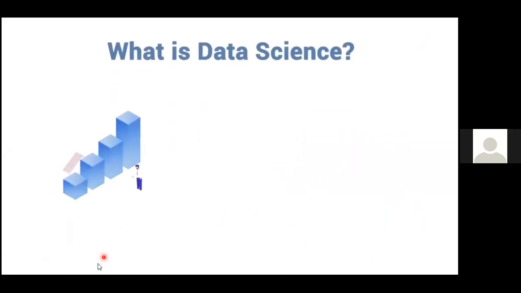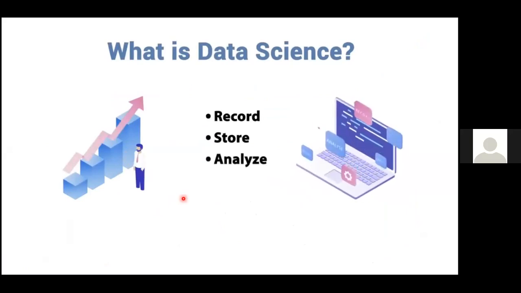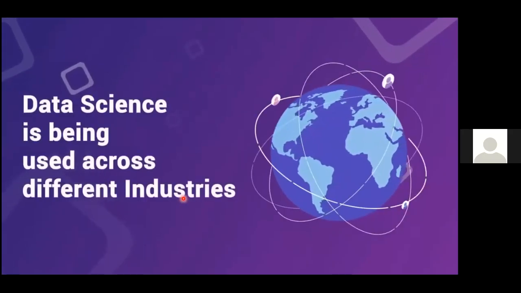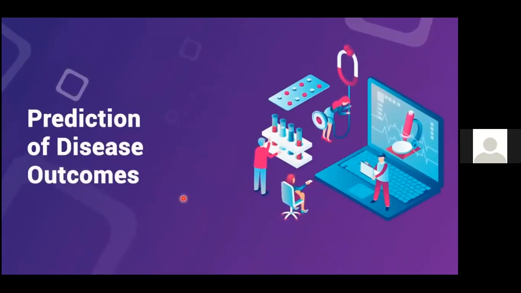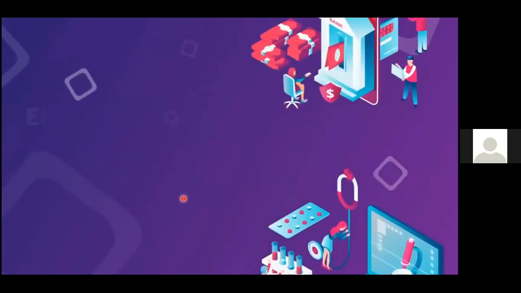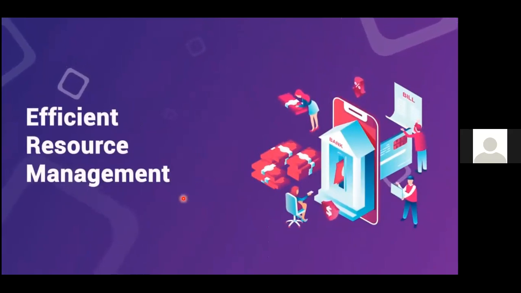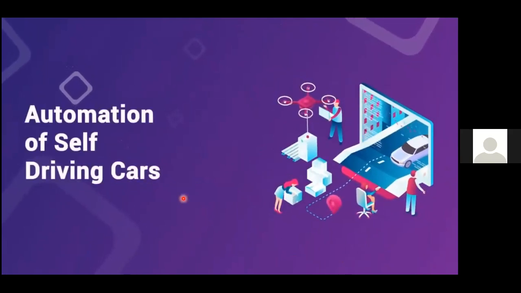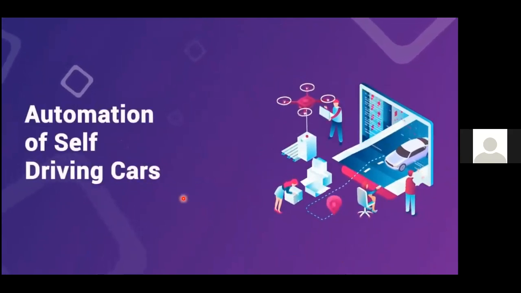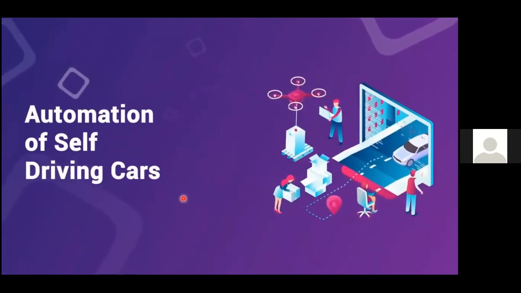Data science is the study of data. It involves developing methods of recording, storing, and analyzing data to effectively extract useful information to make informed decisions. The goal of data science is to gain insights and knowledge from any type of data, both structured and unstructured. Data science is being used across different industries already. With the advancements in predictive modeling, data scientists can help predict the outcomes of disease given the historical data of the patients. With data science, banks can manage their resources efficiently and make smarter decisions through fraud detection. In the transport sector, data science has actively been used in the automation of self-driving cars. The applications are numerous, and this is just the beginning.